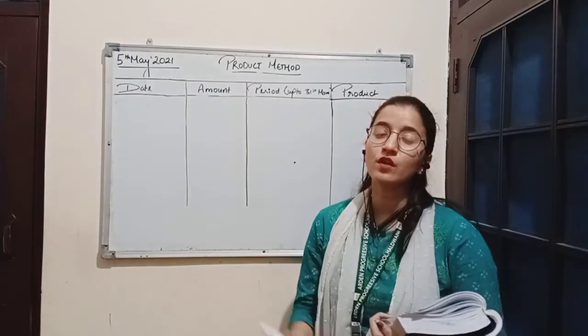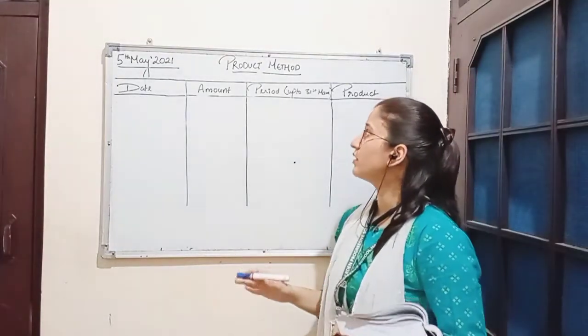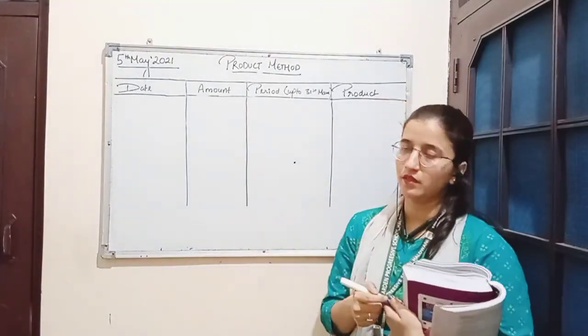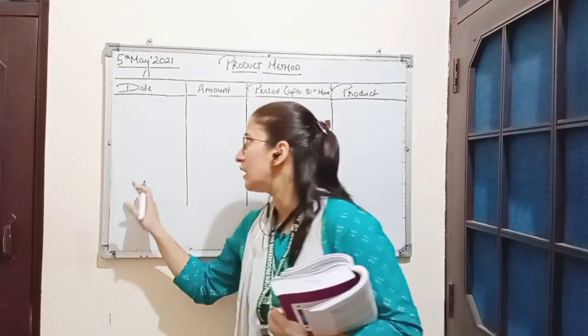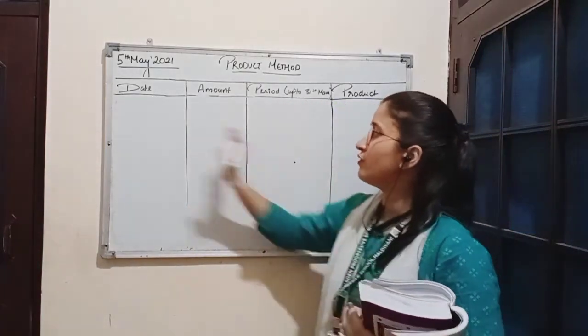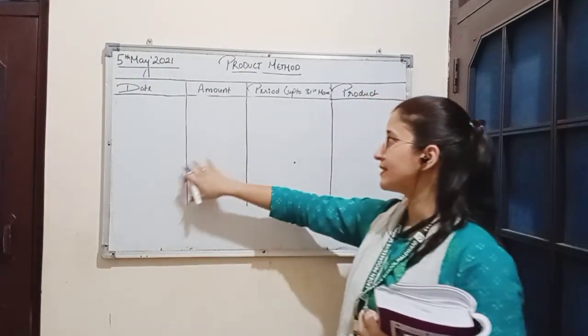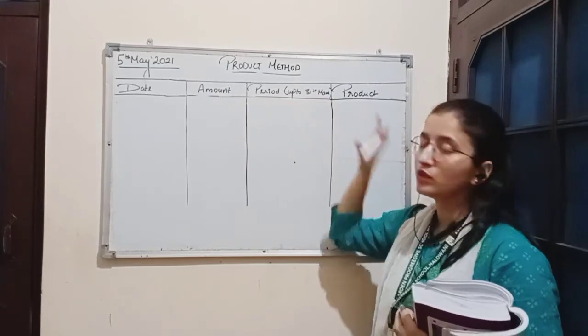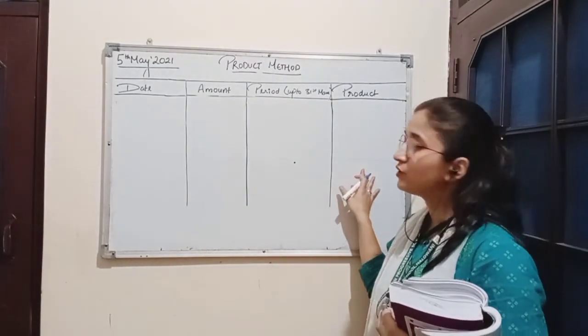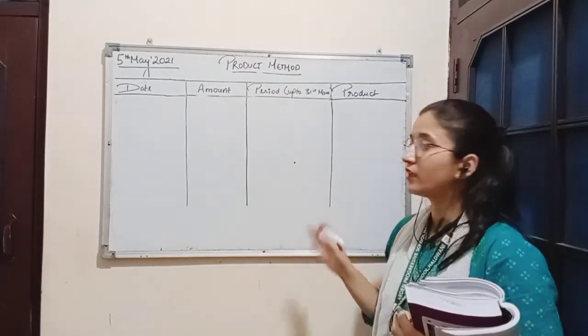So now we will solve the same question by the second method, which is the product method. Now according to the product method, in the solution part, we will again draw the 4 columns. First column will be of date, second will be of amount, third will be period, months up to 31st March, and fourth column will be of product.